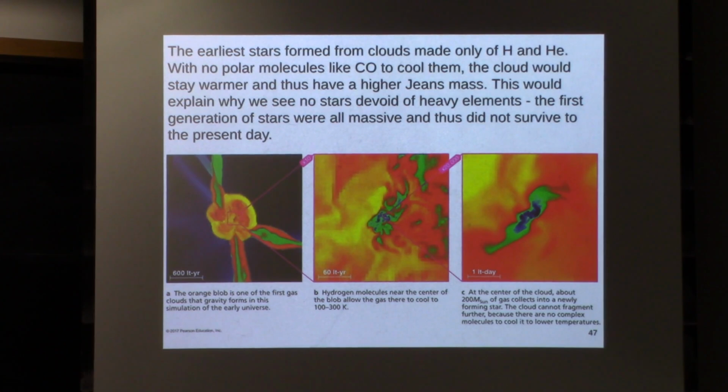And so that appears to be why we don't see any population 3 stars. The clouds that would have formed them wouldn't have been able to cool off due to polar molecules, which would have forced them to be very massive, like 100, 200 times the mass of the sun. The Jeans mass would have been very large. And so they just went off like fireworks very early.